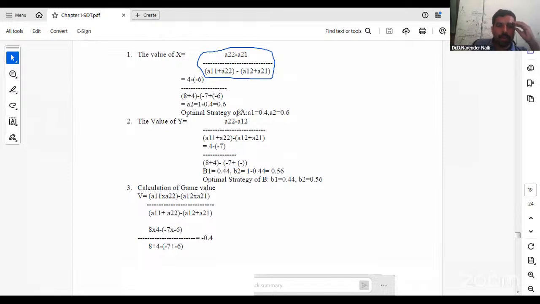Okay, the value of y means A22 minus A12 divided by A11 plus A22 minus A12 plus A21. The next calculation, game value v, is equal to A11 into A22 minus A12 into A21 divided by A11 plus A22 minus A12 plus A21. This is another principle here.